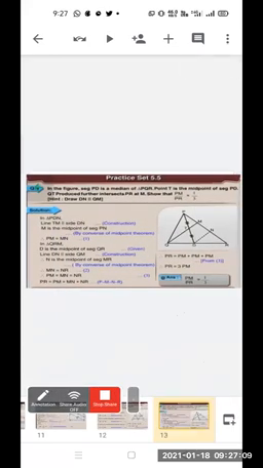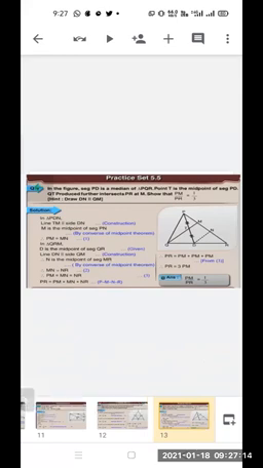Next, fourth question, practice set 5.5. So listen here. In the figure, segment PD is a median of triangle PQR. So what is a median, children? It is a line segment joining a vertex to the midpoint of the opposite side, and it bisects that side. So here PD is the median, given.